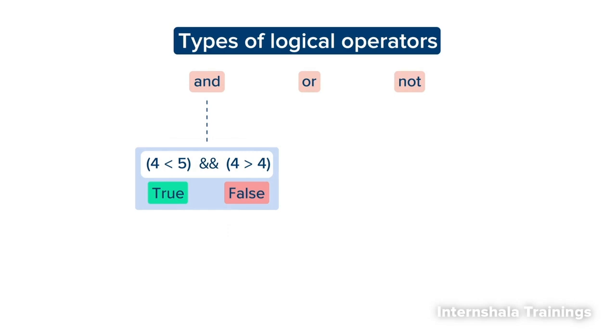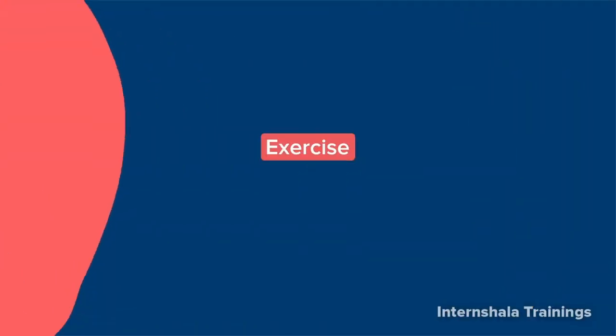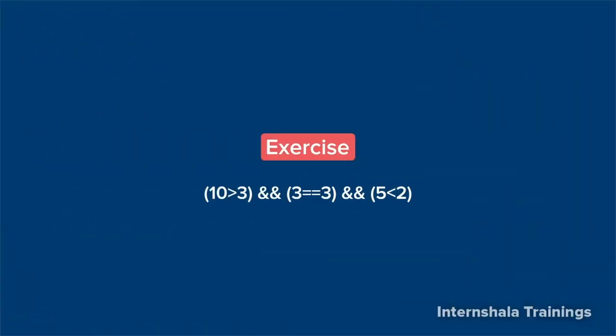So the AND operator returns true if all the expressions are true, and if any of the expressions is false, it returns false. In this case, the first expression is true, but the second expression is false. This means that the AND operator will return the value false. Now here is a quick question for you to solve. What do you think will be the value returned? Save your answer, as this question would be there in the quiz.